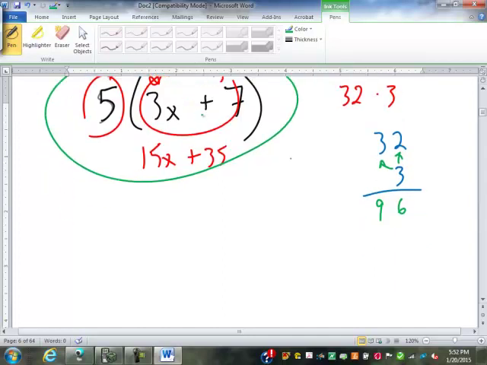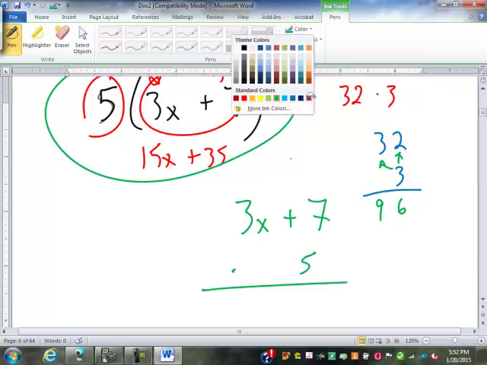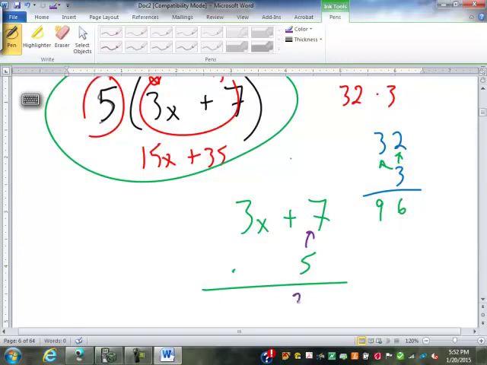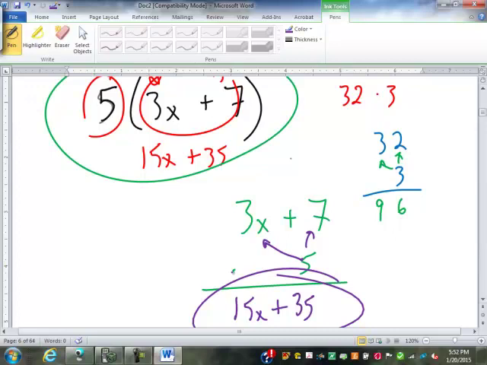The long way of doing this, that's 3x times 7 times 5. 5 times 7 is 35. It's positive, so I'm going to put a plus in front of it. 5 times 3x is 15x. So you can see it's just like multiplying whole numbers.